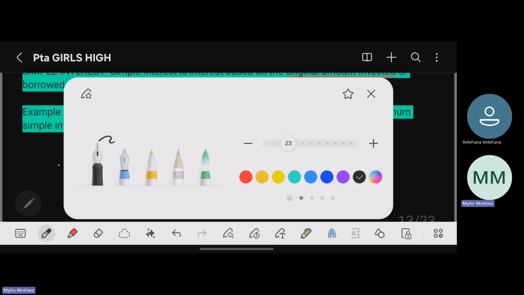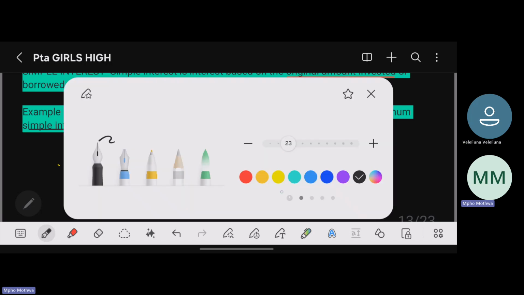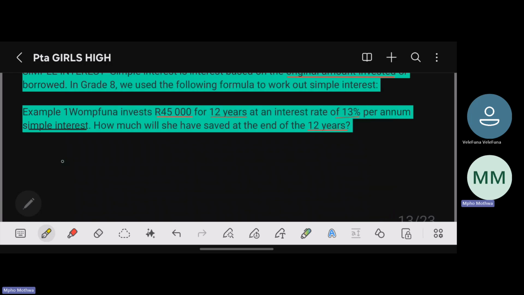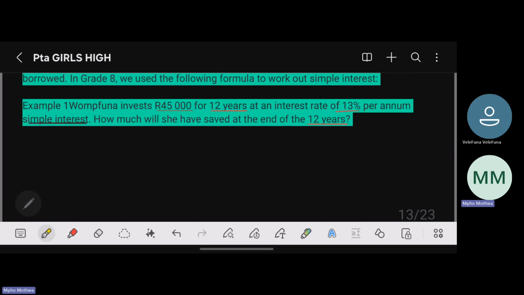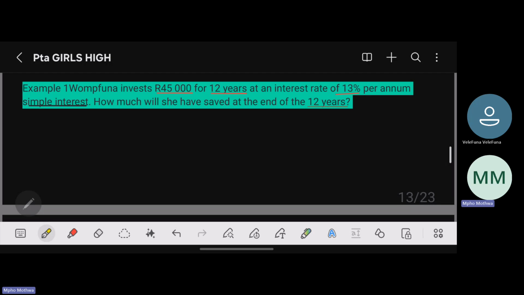Another thing that I do have is the type of interest that I'm being charged on. I have highlighted 5 things. What I like about financial mathematics is that you use formulas. This formula you're going to use this year, but next year it is going to change when you are in grade 10. So it is only applicable for this year.